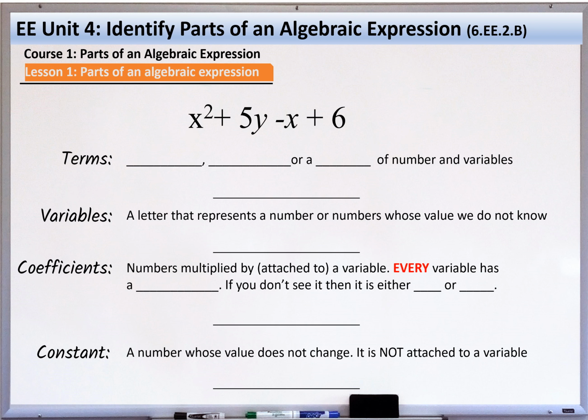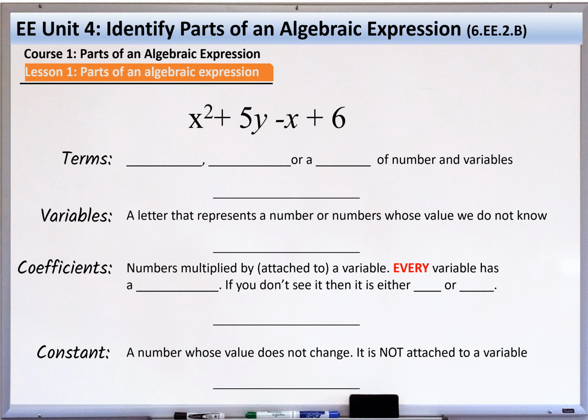Our variables. They're a letter that represents a number or some numbers whose value we don't know. So in this expression, our variables are y and x. Now I know you see x twice here, but there's no need to repeat x twice. The variable is x, the variable is y.